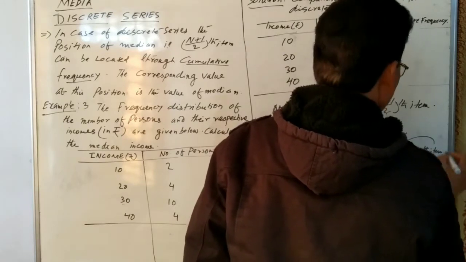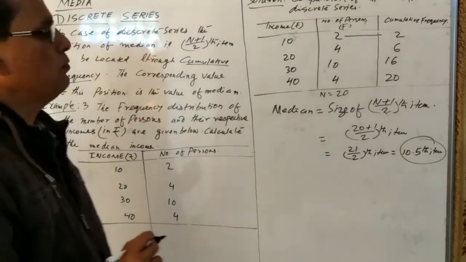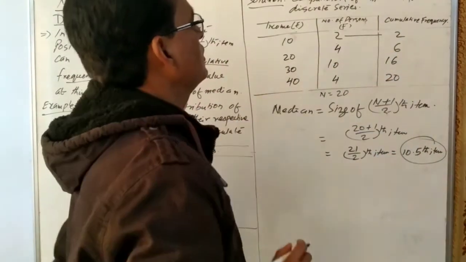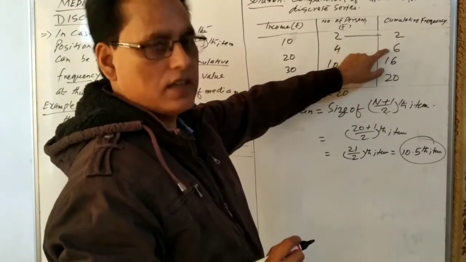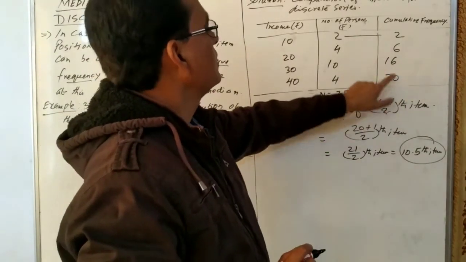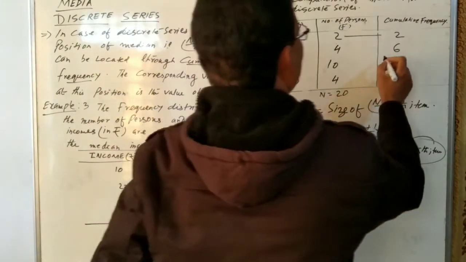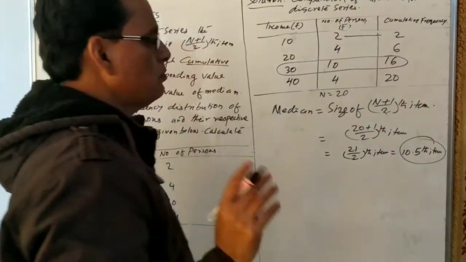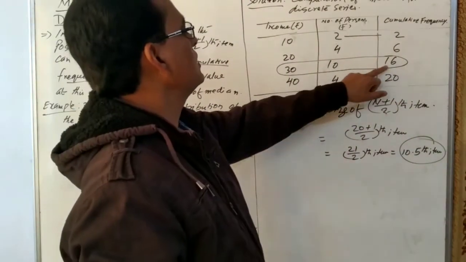So this 10.5th item, we have to see where it will locate in the cumulative frequency. Obviously 10.5 is more than 2. It is also more than 6. But it is not more than 16. It means the median will lie corresponding to this 16.